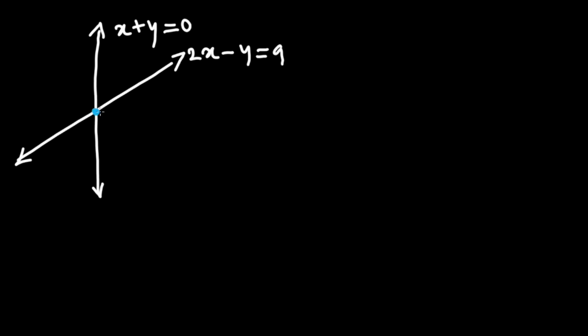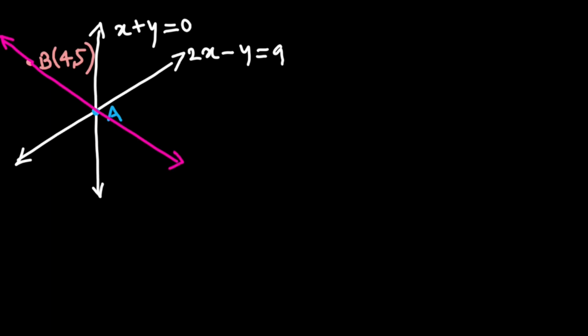Line x plus y equals 0 intersects a line 2x minus y equals 9 in a point A. B (4, 5) is a point other than point A. We have to find the equation of the line which passes through B and A.